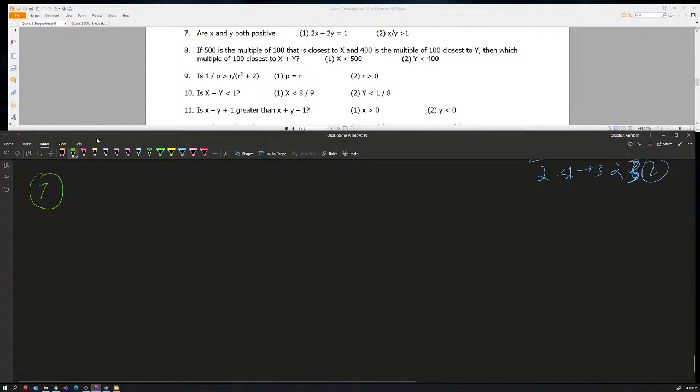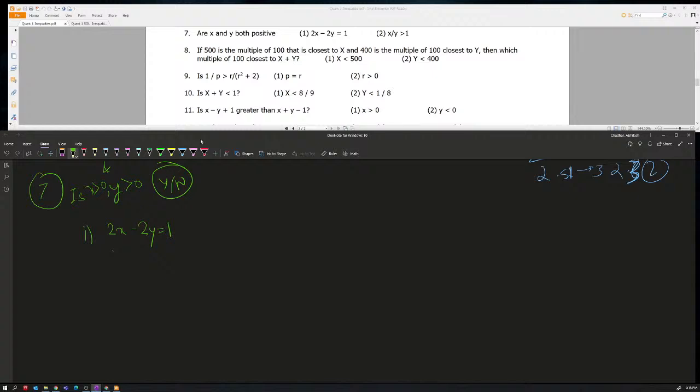The question asks, are x and y both positive? So you just need to tell whether x is greater than 0 and y is greater than 0. Since it says both, we have to prove yes or no. So these are the things we already know. Our first piece of information is 2x minus 2y is equal to 1. Can we prove this?